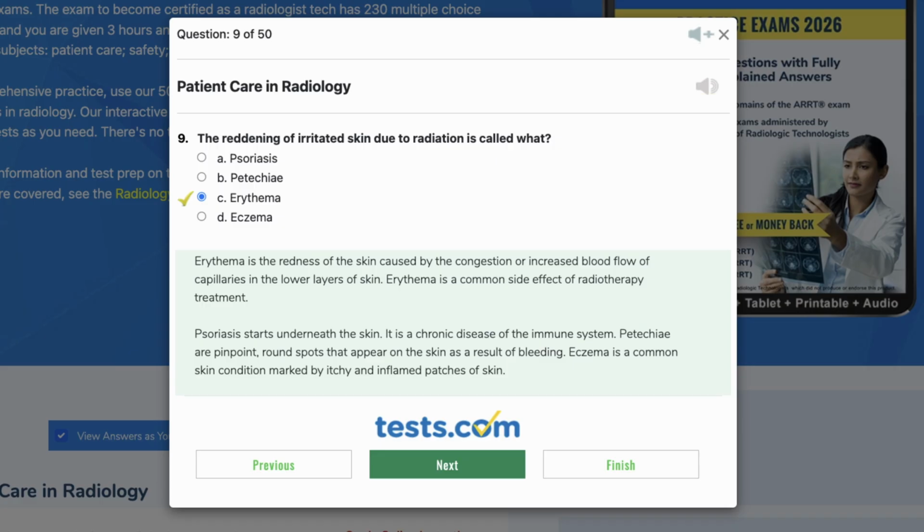Psoriasis starts underneath the skin. It is a chronic disease of the immune system. Petechiae are pinpoint round spots that appear on the skin as a result of bleeding. Eczema is a common skin condition marked by itchy and inflamed patches of skin.